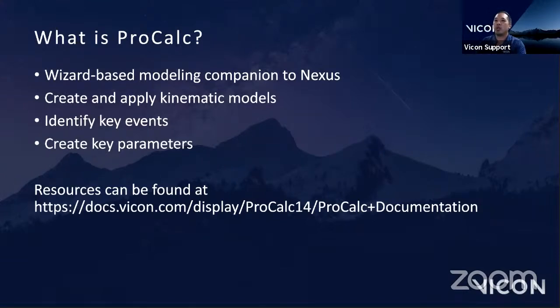What you can do is you can create and apply kinematic models. You can identify key events within your trial based off very complex logical events potentially. And then you can also create key parameters, as I said. So you could look at what peak knee flexion might be during your trial, or look for certain averages of your knee angle potentially throughout the trial.